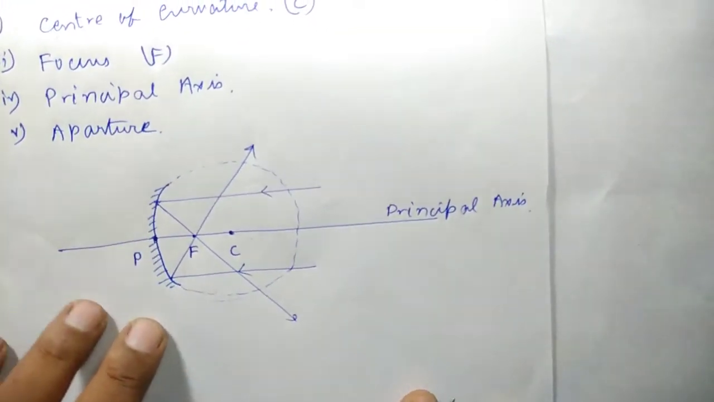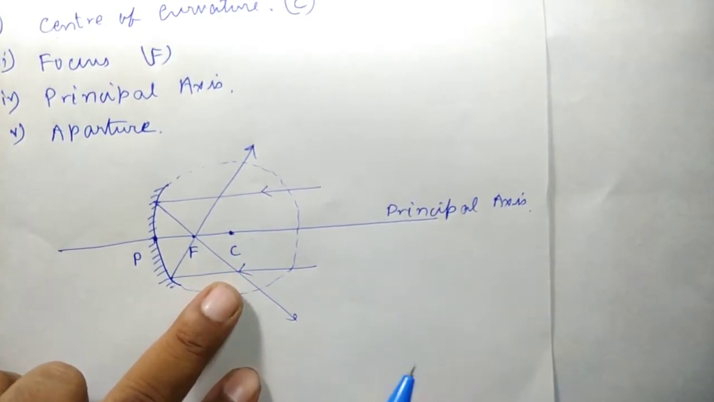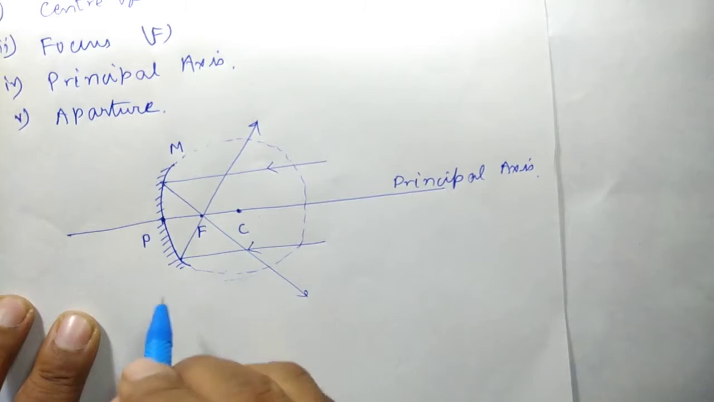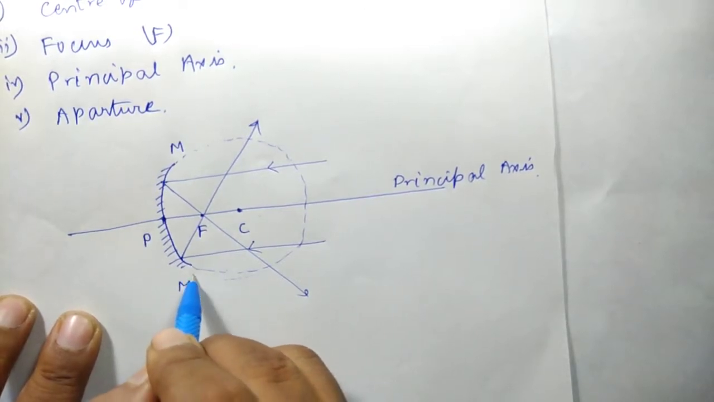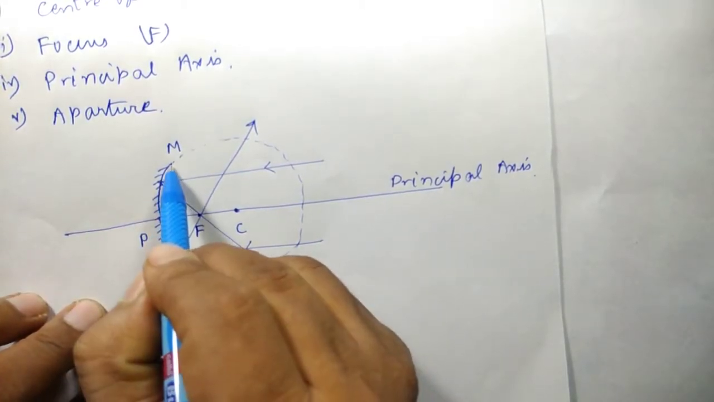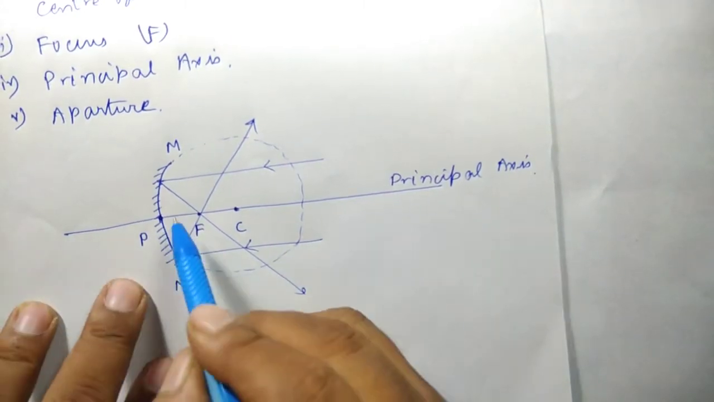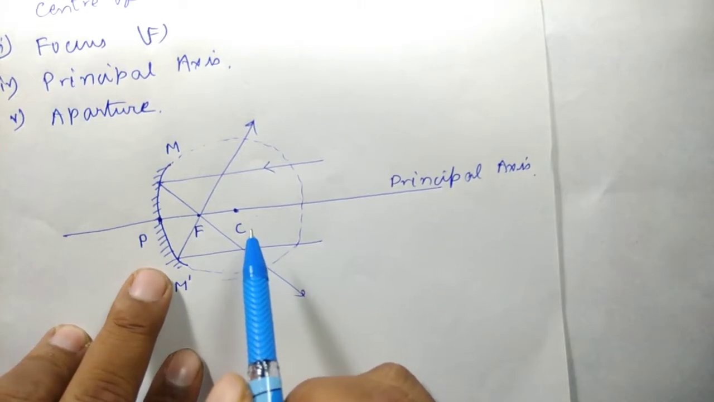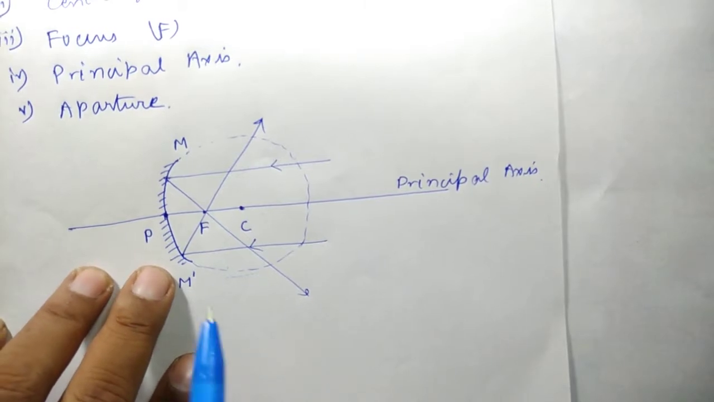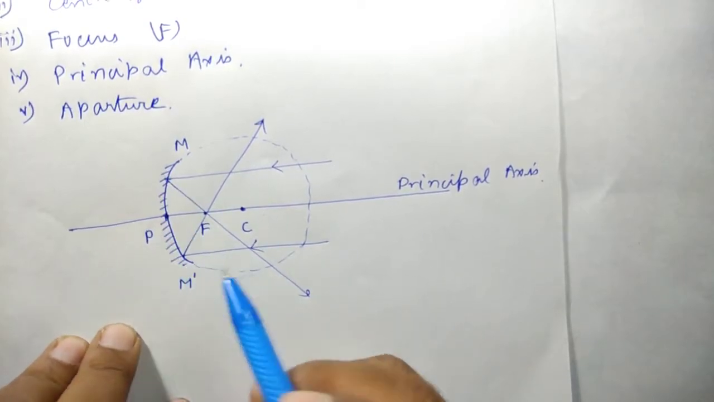Okay, so pole, focal point, center of curvature, principal axis. Now we are left with the aperture. Let's say the upper end of the mirror is M and the lower point of the mirror is M prime. Then this part of the reflecting surface which is exposed to the light, or which is active to reflect the light, is called the aperture, or the active area of the mirror.